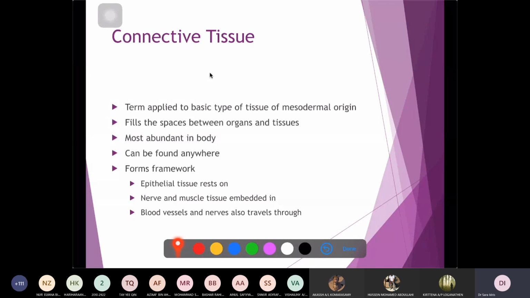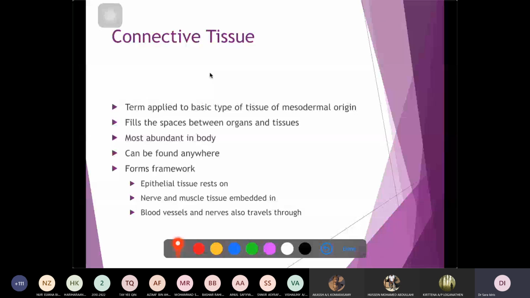Okay, it's the most abundant type of tissue in your body and can be found anywhere. It can be found in your skin, in the abdominal cavity, in your organs, everywhere in your body. It's dispersed everywhere. And what it does is form a framework, okay, for epithelial tissue to rest on. So just now you've done epithelial tissue. If you look deeper to the epithelium, you find that there's connective tissue underneath that.